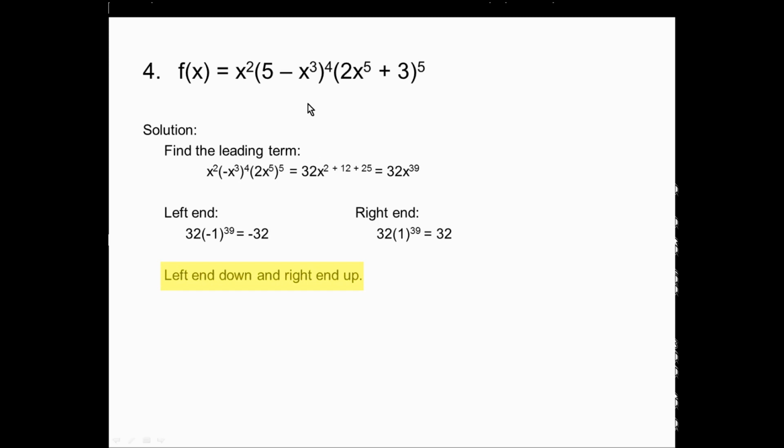So remember, to get the leading term when it's in factored form, you do the product of the leading terms of each factor, and then don't forget the exponents outside parentheses.